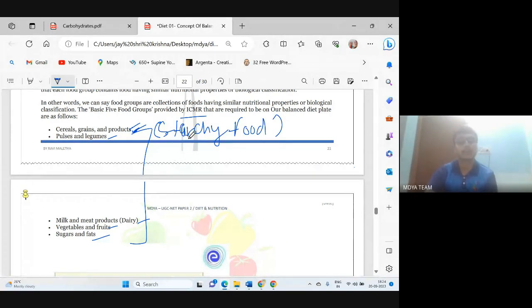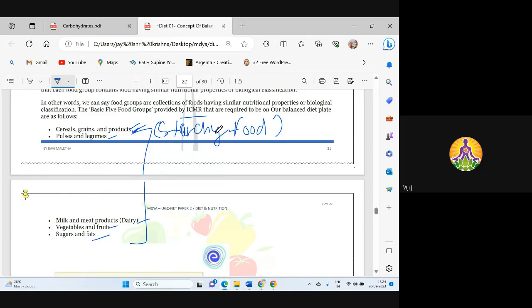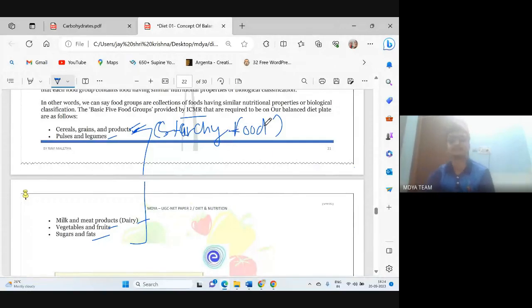Is there any problem with this handwriting? Can you understand? Yes, sir. Okay, I'm trying, but I'm actually not habituated to this.